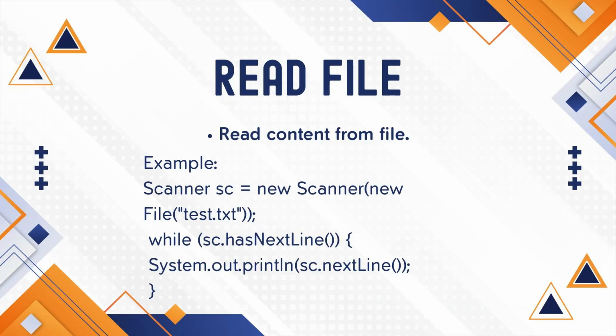Now let's learn how to read data from a file. This example uses the Scanner class together with the File class. First, a Scanner object is created to access the contents of test.txt. The while loop checks whether there is another line available in the file.